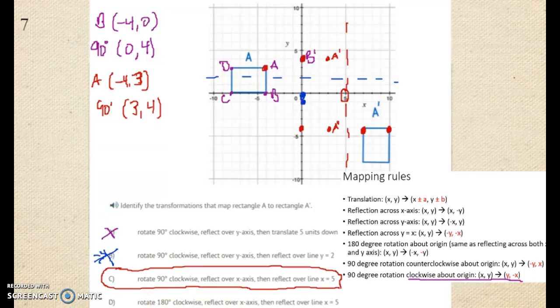But if I wanted to just glance at the other one, if I rotate 180 degrees, that's like flipping it across the x and the y axis. And then if I reflect over the x axis, it ends up over here. And then if I reflect over x equals 5, it's going to end up over here. So it is going to be C.